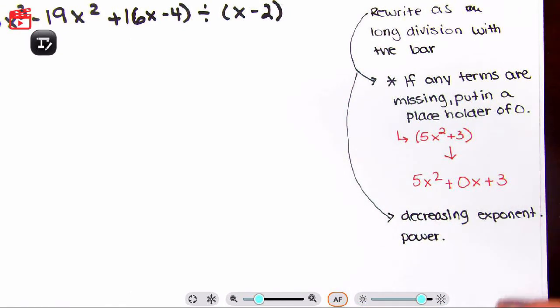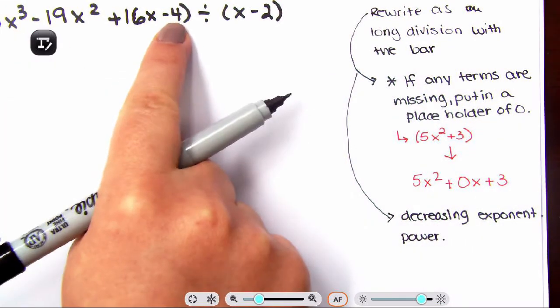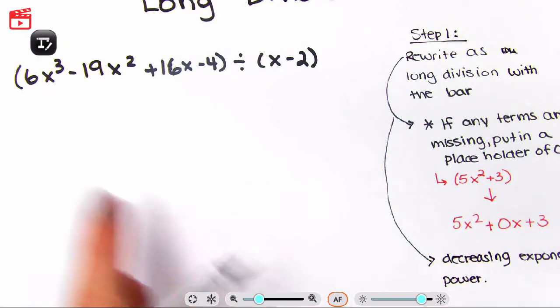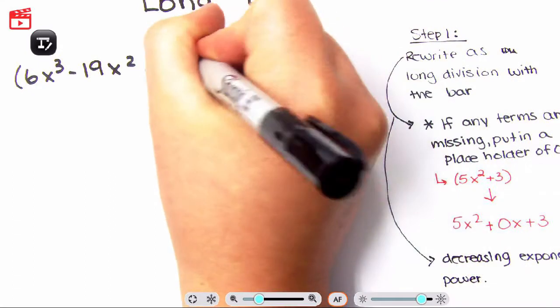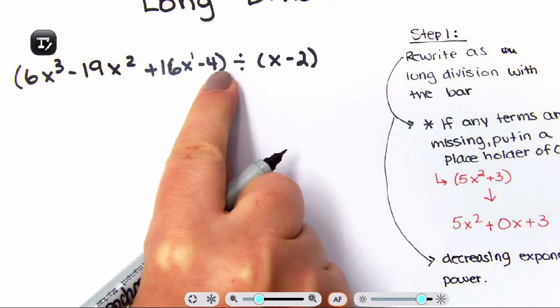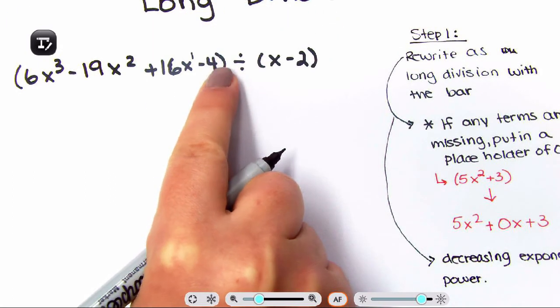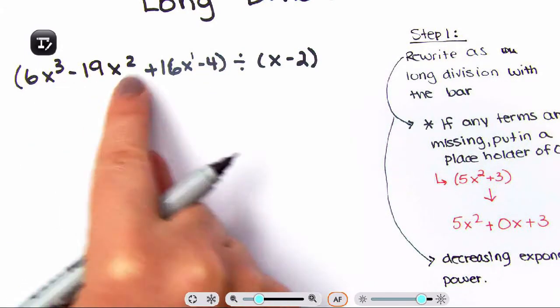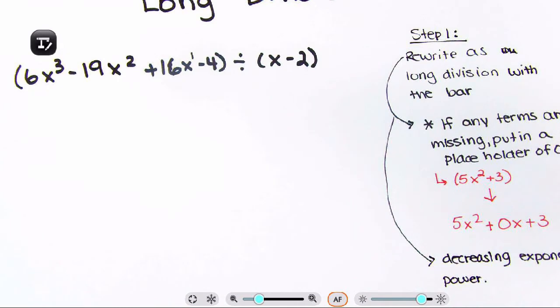Okay, so step number 1 kind of has 3 steps. We're going to rewrite it like we usually do with long division. If there are any missing terms, we're going to put a 0, and we want it in decreasing exponential power. So the first thing I would recommend is seeing if there's anything that needs to be added, like the placeholder. So I have 3, 2, 1, 0. Okay, x to the 0 power is just 1. 1 times 4 is 4, so you're not going to have an x here. So I have 3, 2, 1, 0. So I don't need any placeholders, and I already have this in decreasing power.